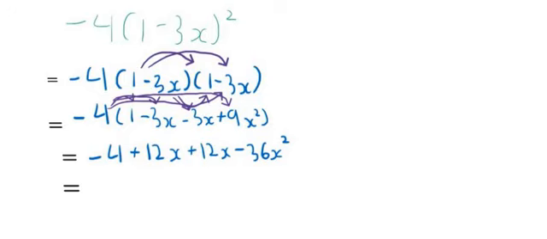Now you just have to simplify this. Minus 4 plus 24x minus 36x squared. And that is the final answer.